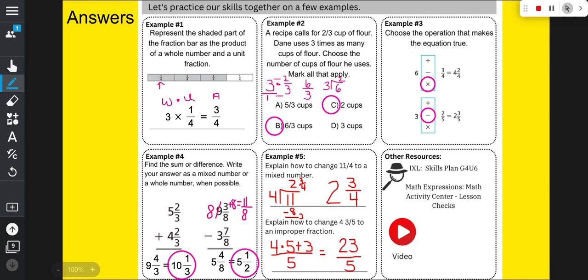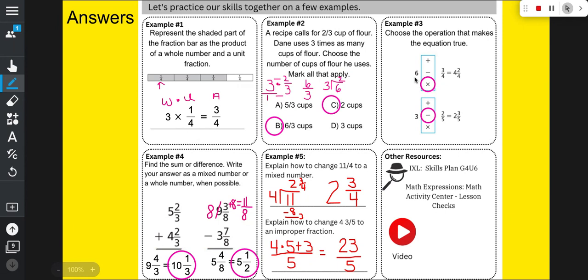For choosing the correct operation, if we started with a 6, and we do something to that 6 with 3/4, and we get an answer of 4 2/4. Our answer is smaller than what we started with. So that should tell my brain I'm subtracting or multiplying. Now that seems like a little bit of a weird concept, but when we're multiplying by fractions, our answer gets smaller. When we multiply by whole numbers, our answer gets bigger.